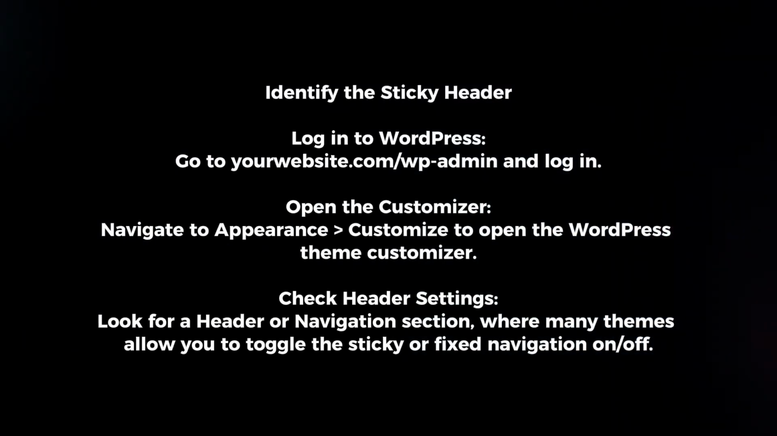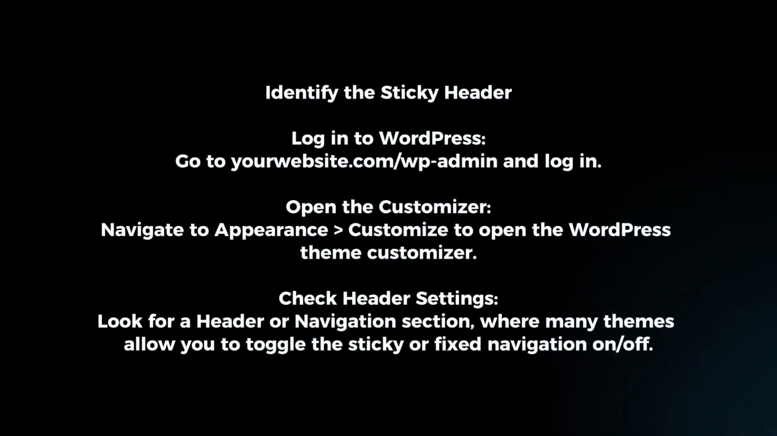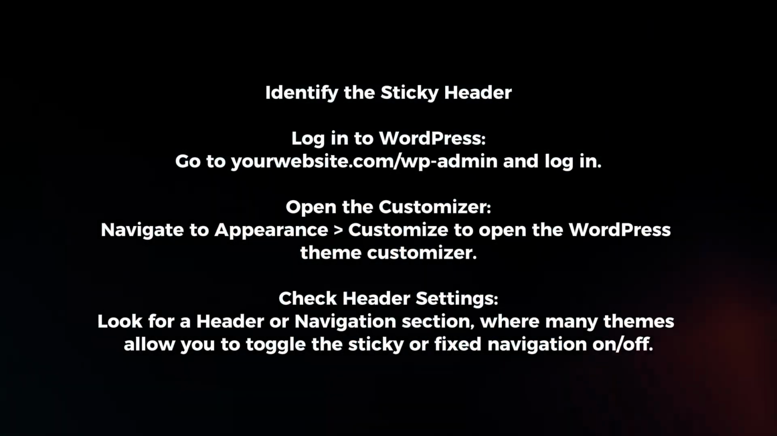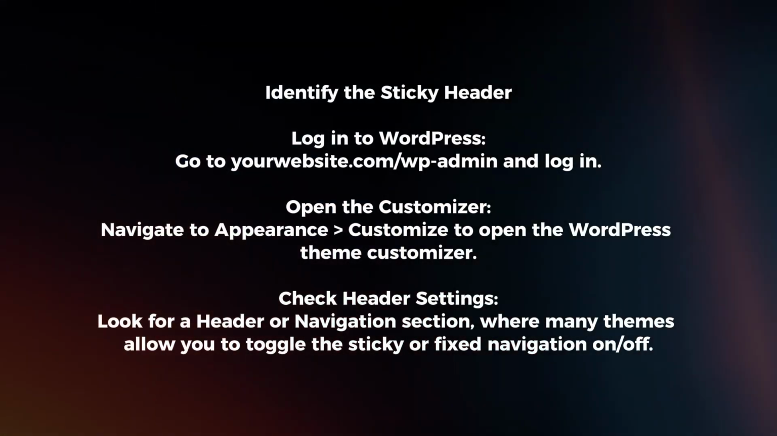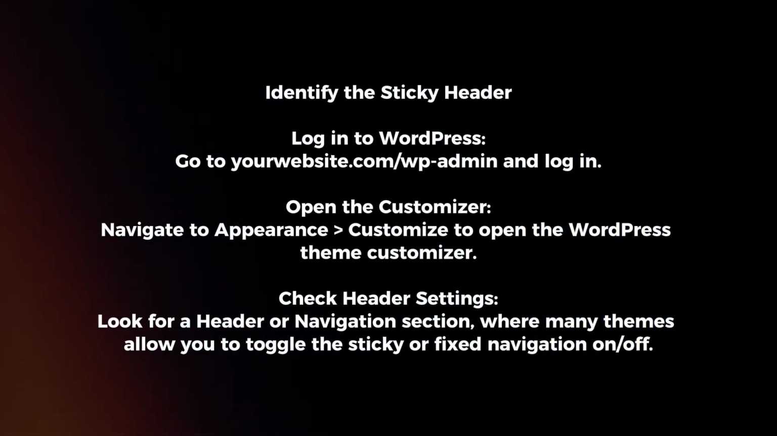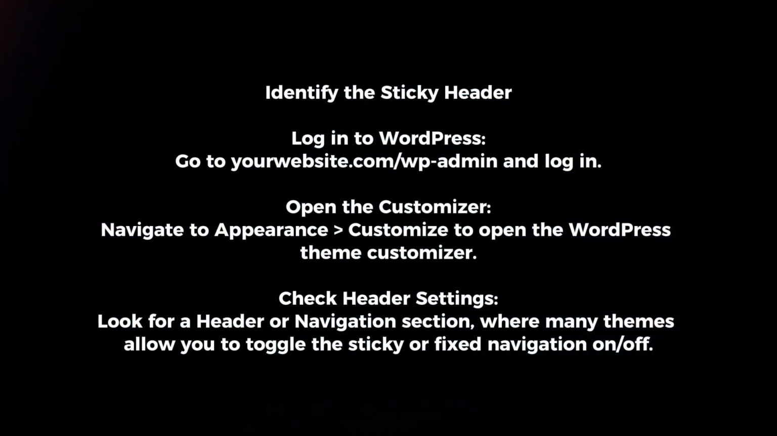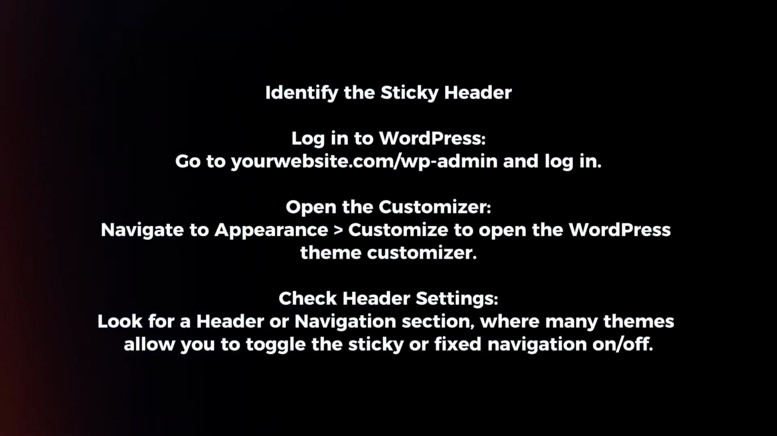Identify the sticky header. Log into WordPress. Go to your website.com/wp-admin and log in. Open the customizer. Navigate to Appearance, Customize to open the WordPress theme customizer. Check header settings. Look for a header or navigation section, where many themes allow you to toggle the sticky or fixed navigation on or off.